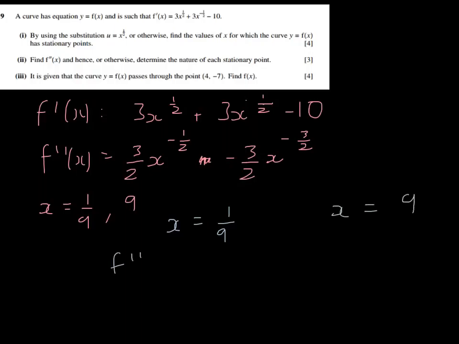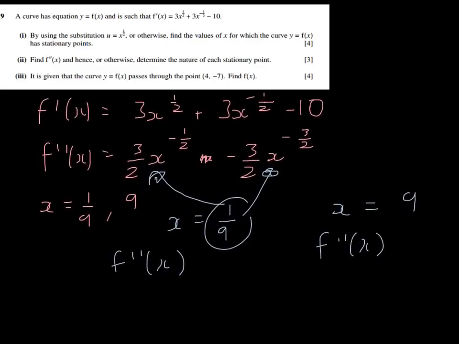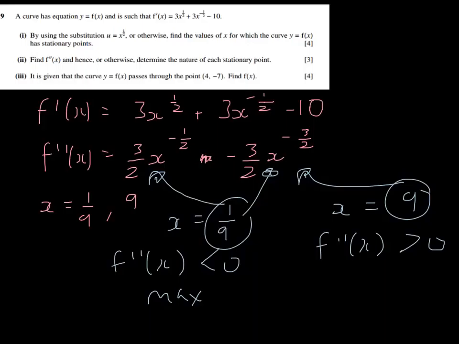So actually all you have to do is decide if it's positive or negative when you substitute it in. Okay, so when I put 1/9 in here and here and whack it in the calculator, what do I get for my answer? Okay, it ends up being negative, so that makes it a maximum. And when I put in 9 into here, it ends up being positive. Okay, so that ends up making it a minimum.